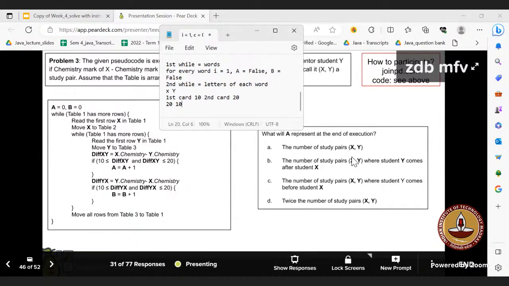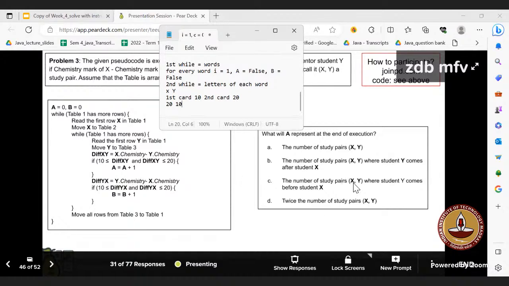Ma'am, can I ask a small question? See, wait. If y comes after x, that means x is coming first and y is coming after. Actually, we are checking the difference of x y only, x minus y only. Okay, that's why it is the number of study pairs where student y comes after student x.